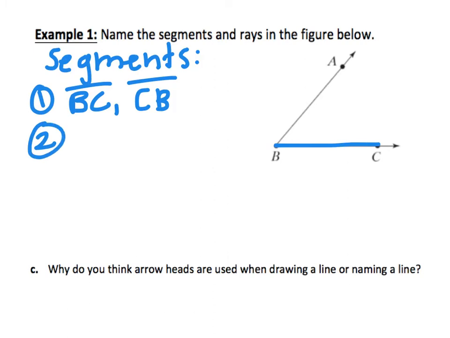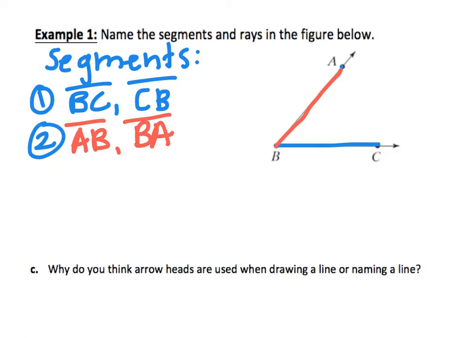For my second one, I see this guy here. I would call that AB. Remember you need your line on top with no arrows. You could also call it BA. Those two are the same segment.